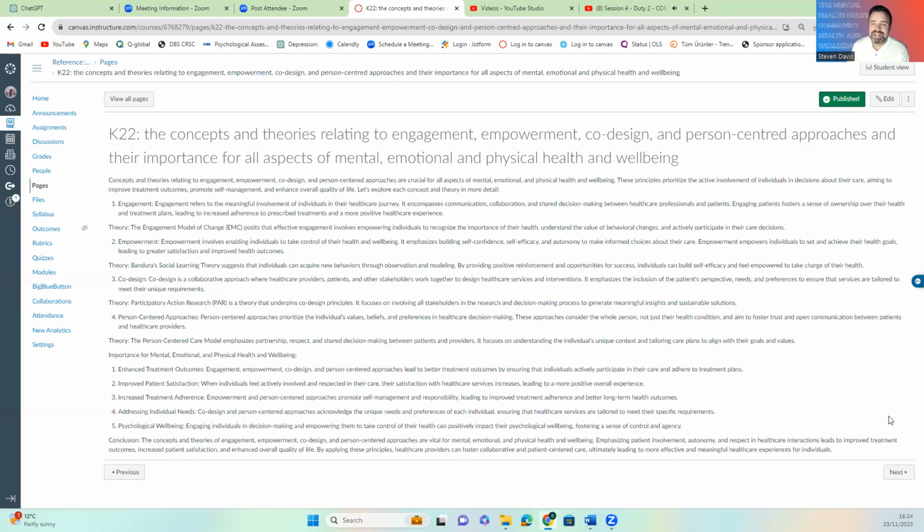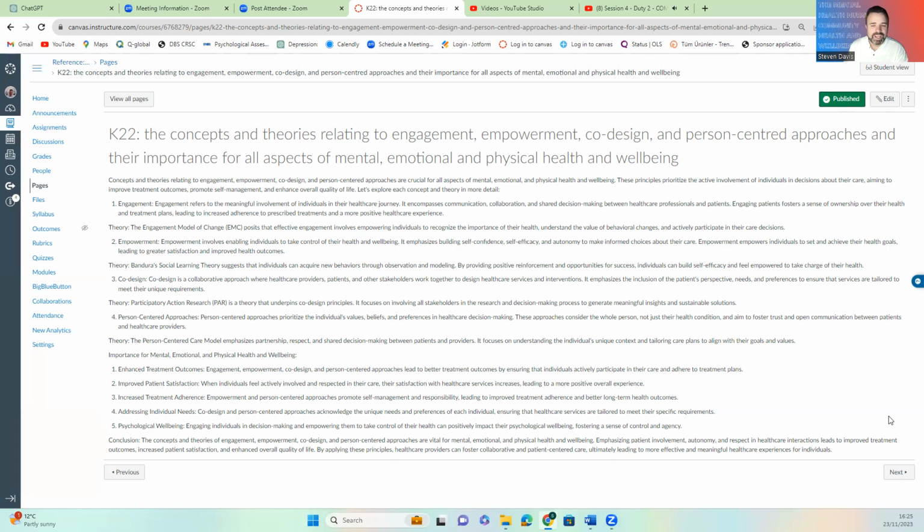K22 is the concept and theory relating to engagement, empowering, co-design and person-centred approaches. As we're talking to individuals, listening and trying to problem solve with them, we're going to engage with them, and we want it person-centred, because the more they collaborate with us, the more likely they are to change. If we think about the theories of change, from contemplation, thinking about it, to actually doing it, we need them to buy into it. There's no point us prescribing a treatment or a referral if they don't want it. So we need to listen to them.